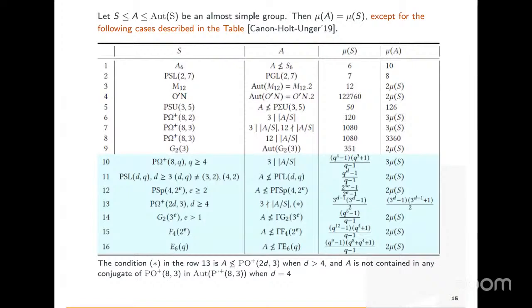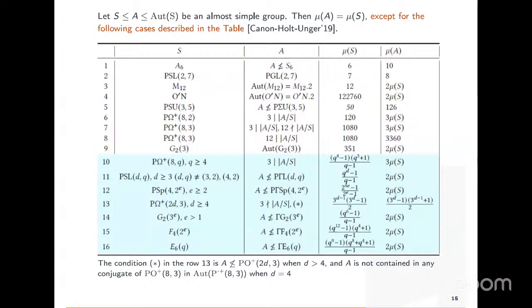If you see this table, the first 8 or 9 groups are of constant size, so we are not interested in those, but the remaining 7 groups are really infinite families of groups, and that is what we have to decide. If we want to find mu of A, we have to decide whether our S, A pair belongs to this table or not, and that is the most difficult part of the algorithm.